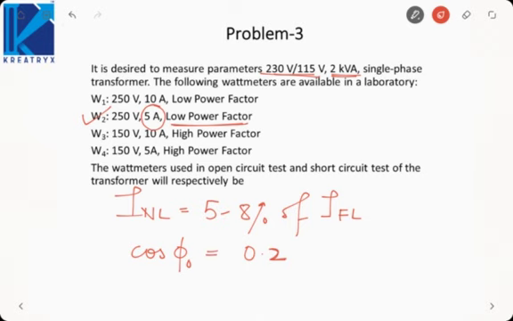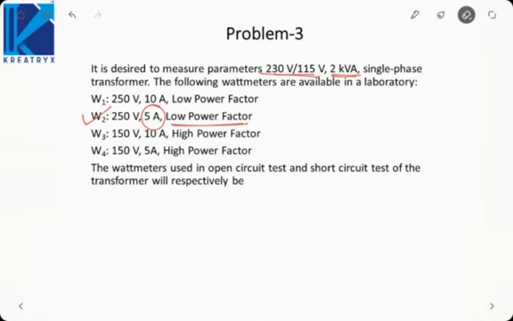Next, if we want to conduct the short circuit test, we know that the short circuit test is conducted at rated current. So let us find out the rated current, or what is the full load current. The short circuit test will be conducted at the high voltage side. So let us find out the full load current at the high voltage side.